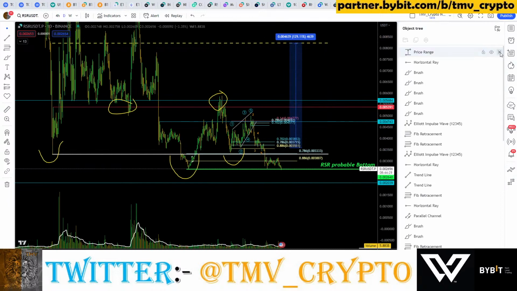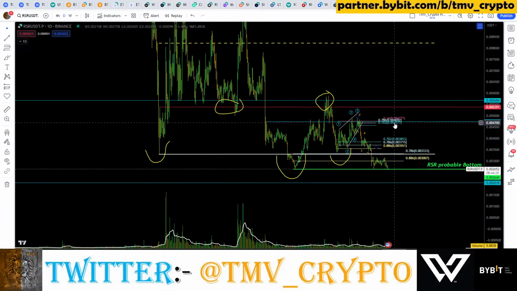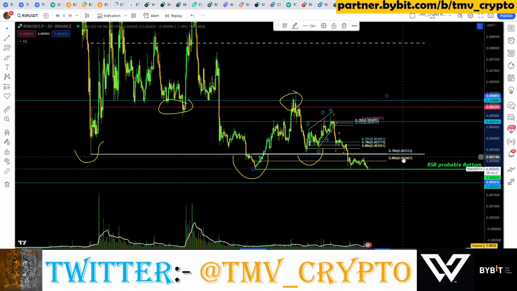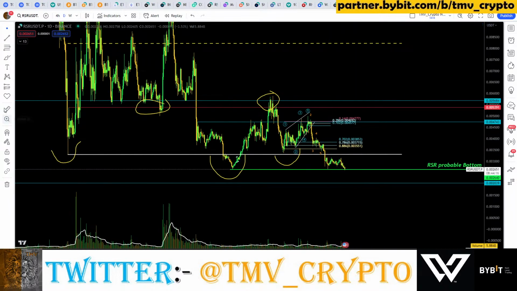So the price range is a hypothetical price range that we have. I'm just going to keep the fibs. I'm not going to touch those fibs. This one surely I'm going to touch it. We have swept the lows. RSR has swept the lows one more time, guys, which is a very interesting thing.